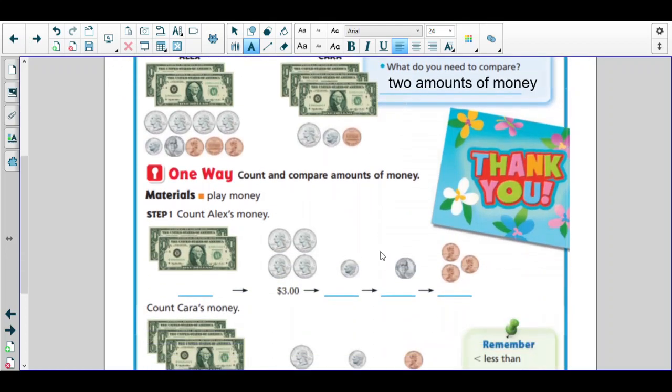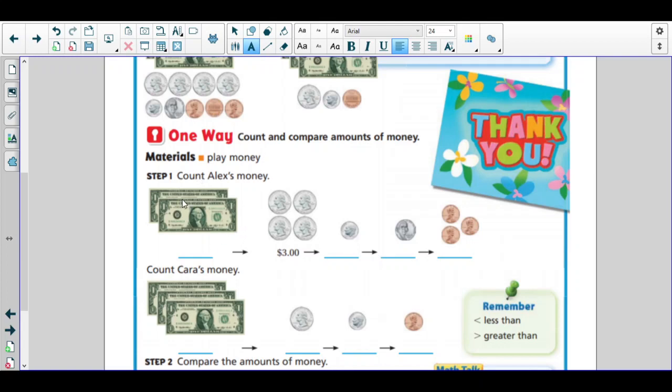All right, count and compare the money. Let's start here with Alex. All right, he starts with $2. And typically when we count money, we want to start with the largest bills or the largest coins and then work down or work backwards from there. Okay, so here's $2. And then here are 4 quarters. And that right there is equal to another dollar. Okay, so now we're up to $3.